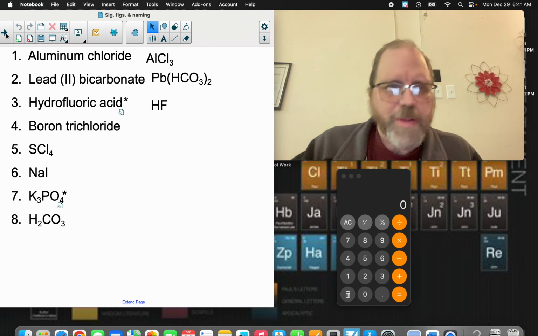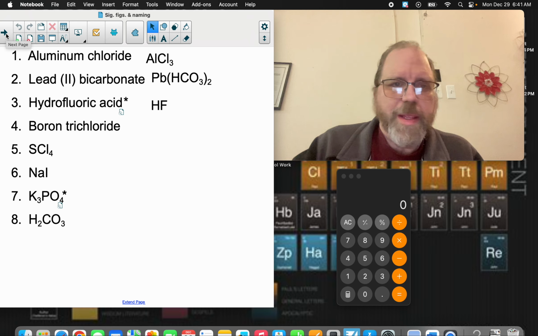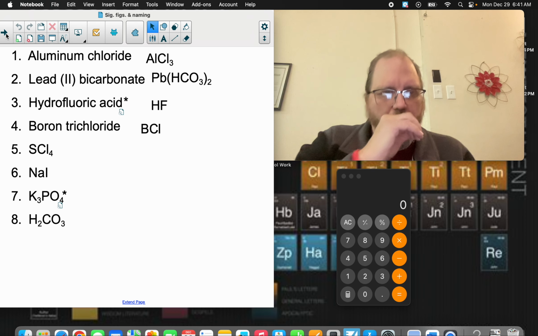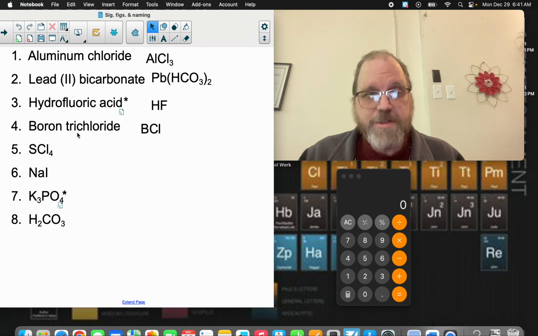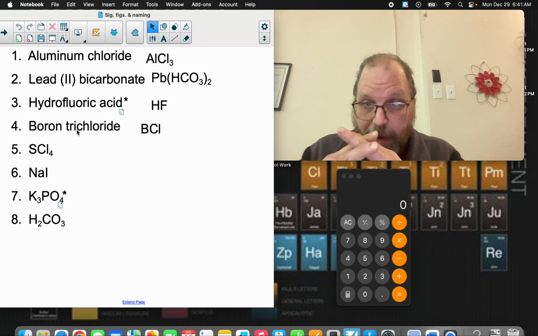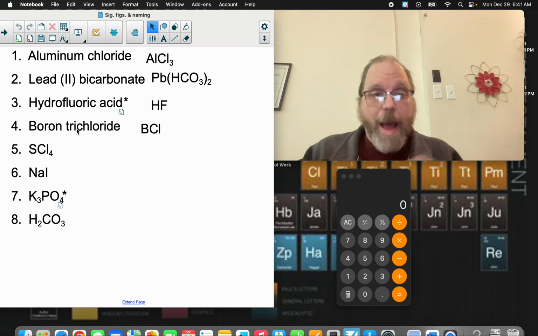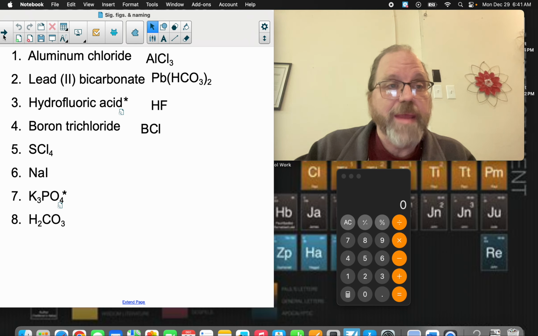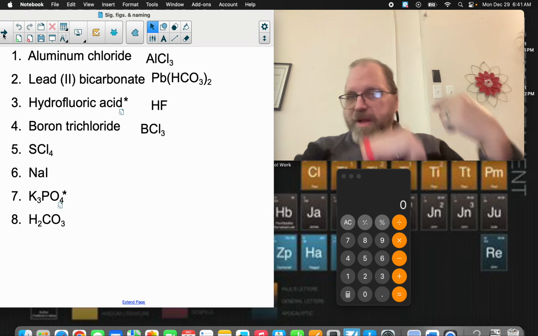The next two here are our covalent structures again. So there's non-metal to non-metal. Symbol for boron is B, chlorine, Cl. Now we're not doing oxidation numbers here. We're just looking, because remember we're sharing the bond. How many chlorines do I have? It says tri. Tri is prefix for 3, so BCl3.